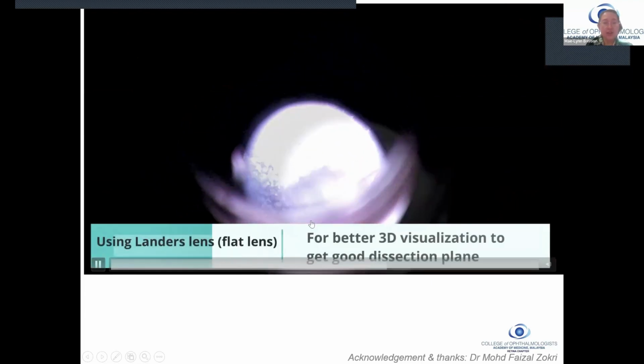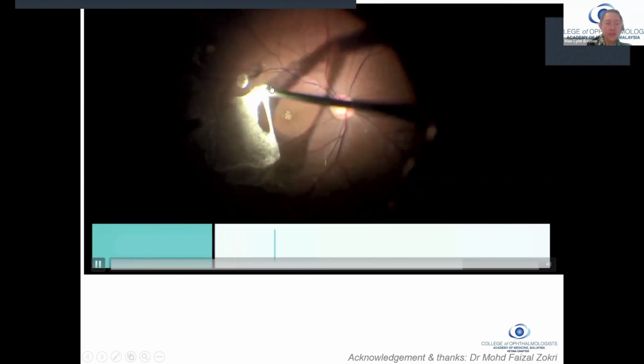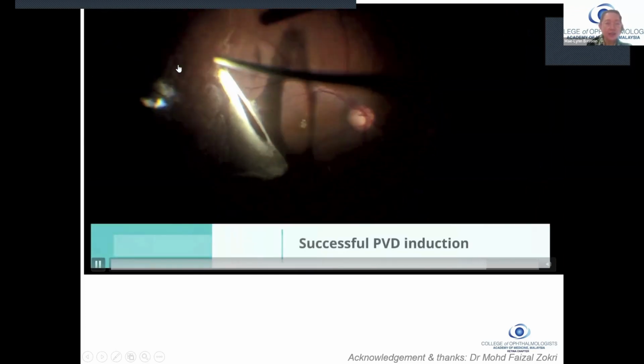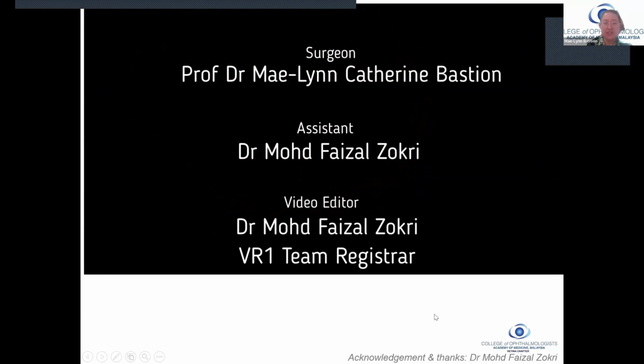I feel that if I have difficulty, I will put on a flat lens with a silicone ring. And here you can see that the PVD is finally achieved with the help of the lens, the IVTA and the vitreous cutter on suction. And then the remaining posterior vitreous detachment is induced anteriorly.